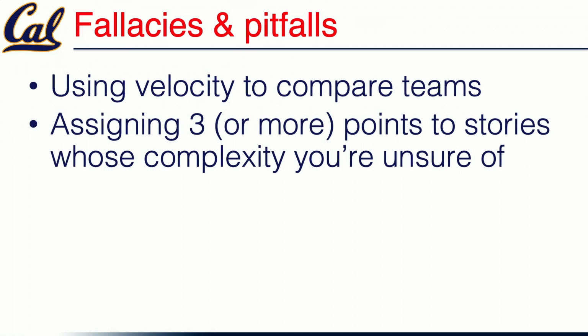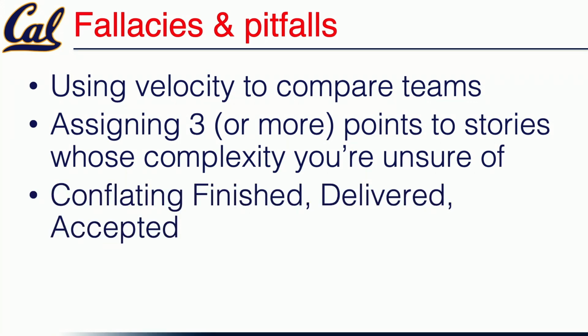Assigning 3 or more points to stories whose complexity you're unsure of. As I said, this is one reason that in my use of tools like Pivotal Tracker, I do not allow more than 3 points to be an assignable number. It maxes out at 3. And if I'm assigning 3 points to a story, I better make sure that I know exactly why it's 3 points. So it's not that I don't know how complex it is. It's that there's an element of complexity in the story that is similar to something I've seen before. And the last time I saw it, it was a 3-point story.